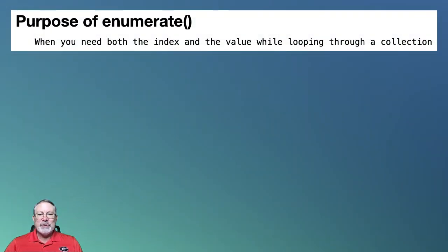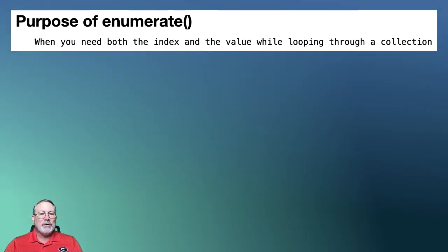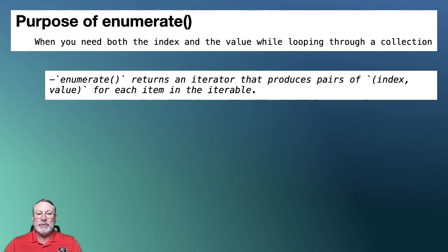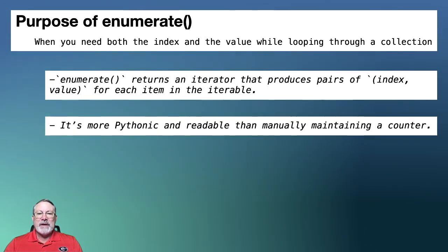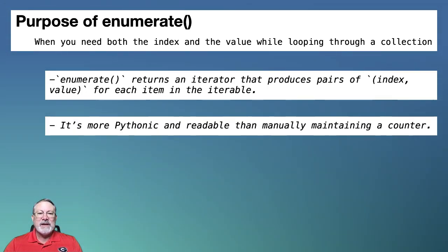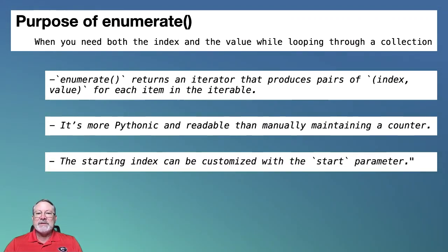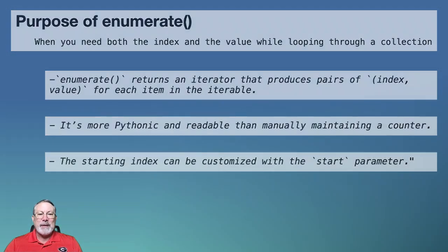So why use enumerate? It's ideal for situations where you need both index and the value while looping through a collection. Here are the key concepts. First, the enumerate function returns an iterator that produces pairs of index and value for each item in the iterable. Second, it's more Pythonic and readable than manually maintaining a counter. And third, the starting index can be customized with the start parameter.